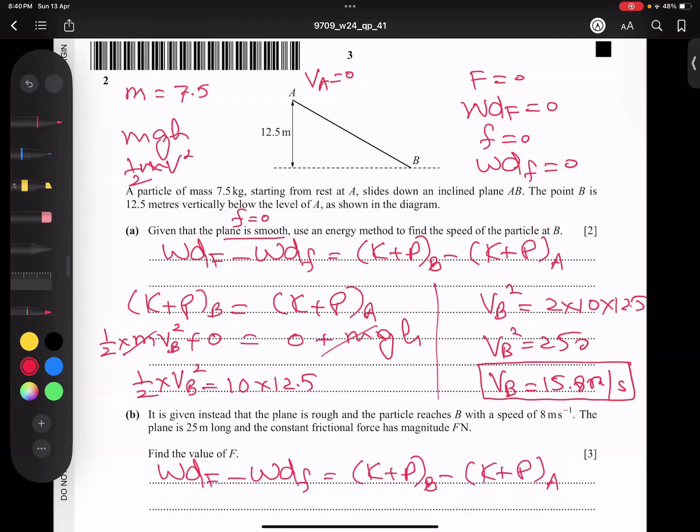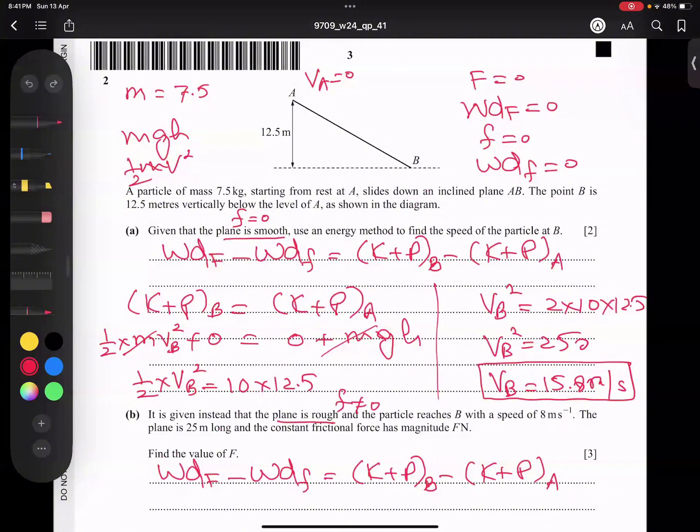Now let me read the statement first for you. It is rough, so friction is not equal to 0. The particle reaches B with speed 8, and the plane distance is 25 meters here. He's asking for the frictional force, capital F. Again, because you know the applied force is not there throughout the motion, so this is 0.